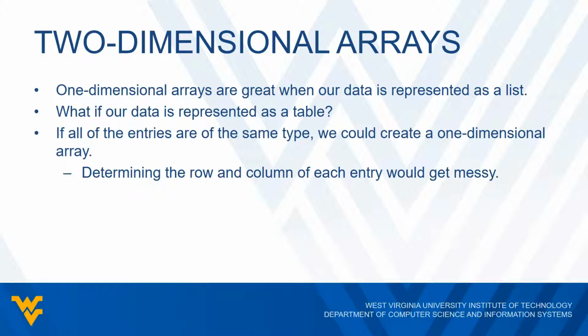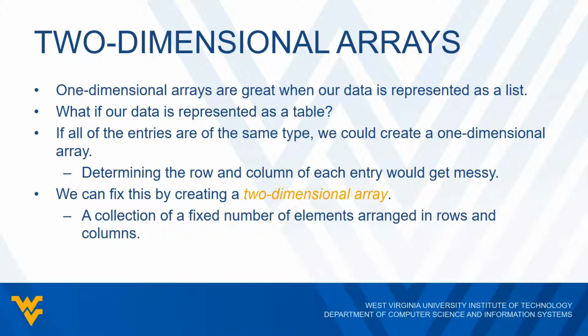I mean, we can do it. We can organize our table as this giant array, but it gets pretty ugly. So instead, we can use a two-dimensional array. So here we have a collection of some fixed number of elements, just like a one-dimensional array, except now we can arrange our data using rows and columns. And just like with one-dimensional arrays, all the elements must be of the same type.